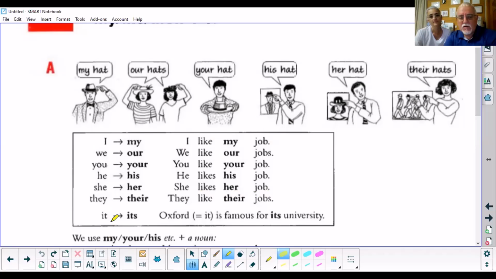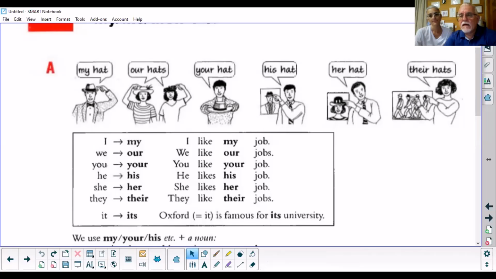Okay, and here on the last one, it's. Oxford becomes it. Oxford is famous for its university. We could say, we are in Oxford. It is famous for its university, because we don't need to say Oxford again. We can just say it. It refers to Oxford. Quando é alguma coisa, né? Oxford é um lugar, então usou o it para poder identificar esse lugar.